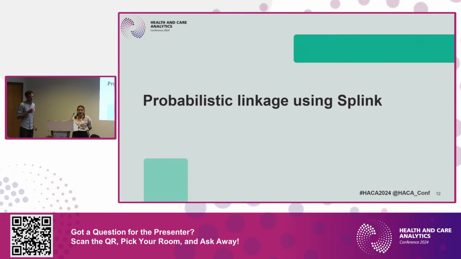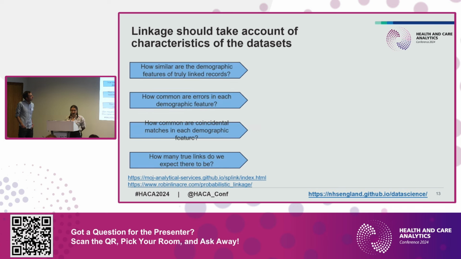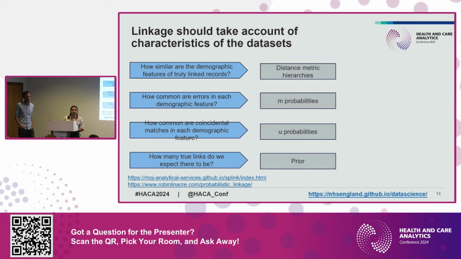So specifically, we're going to be talking about probabilistic linkage using Splink. So Johnny's examples motivate a need for comparing more than just two records at a time, comparing large amounts of records to each other. And as part of that, we want to answer these four questions. How similar are the demographic features of records that are truly linked? So how many typos do exist and stuff like that? How common are errors in each demographic feature? How common are coincidental matches in each demographic feature? And how many true links do we expect there to be? So how many of the records in one data set do we expect to find that person in the other data set?